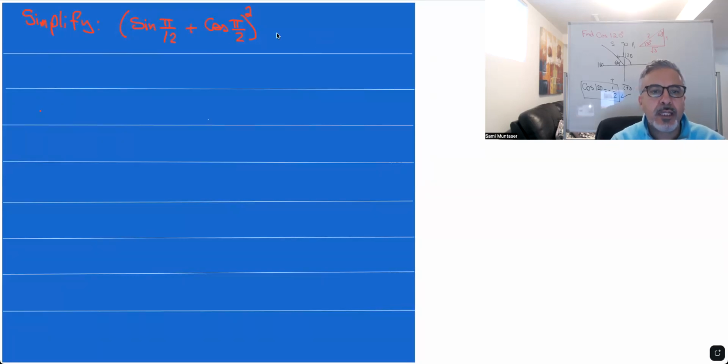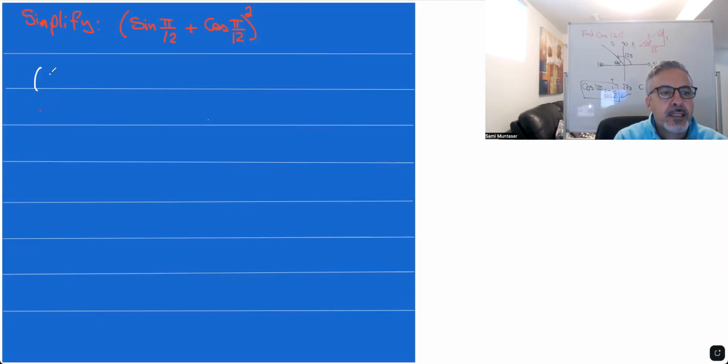So here's another trig question that involves trig identities. So basically, sine pi over 12 plus cos pi over 12, all squared. So what we're gonna do here, we're gonna write this twice and FOIL it.